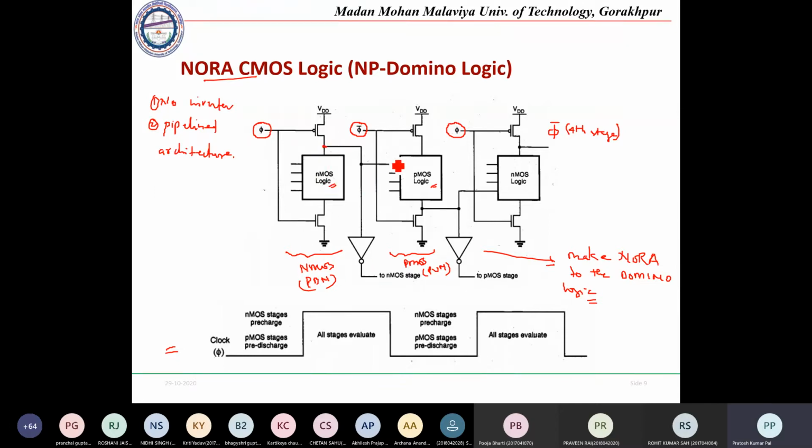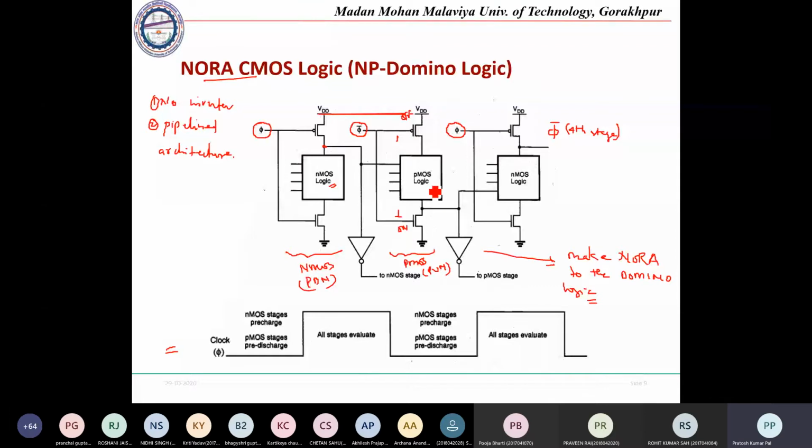But in the second stage, this is φ bar. As φ is 0, φ bar will be 1. So 1 will be connected to this PMOS, so this PMOS will be off. And at that time this is 1, so it will be on. So at that time this is the PMOS logic.